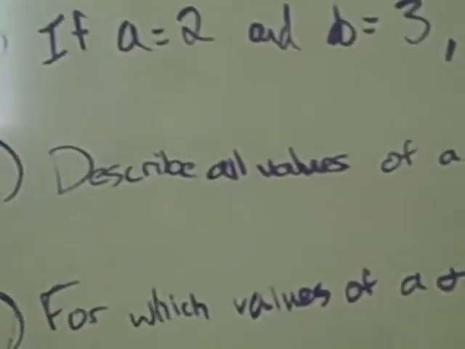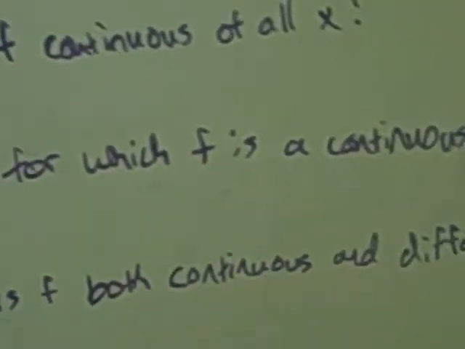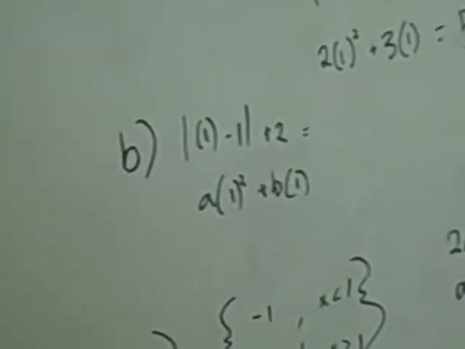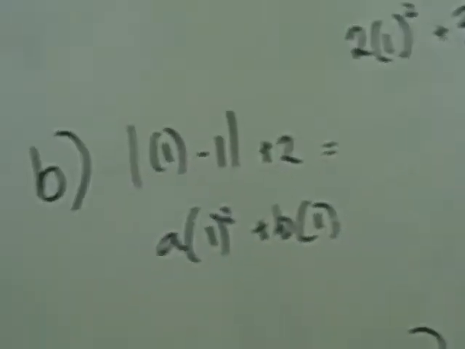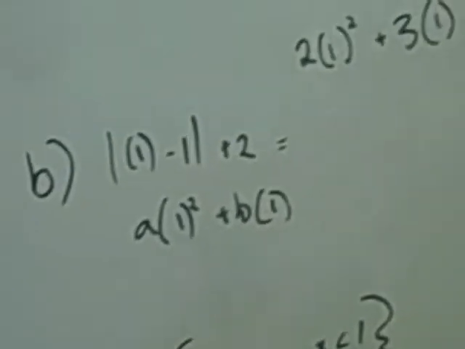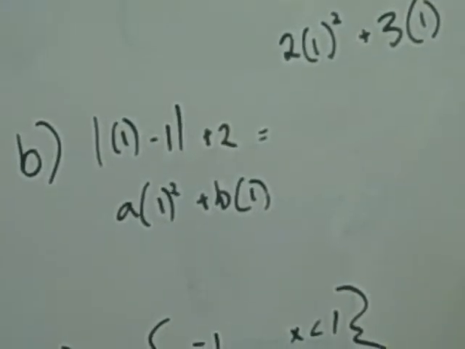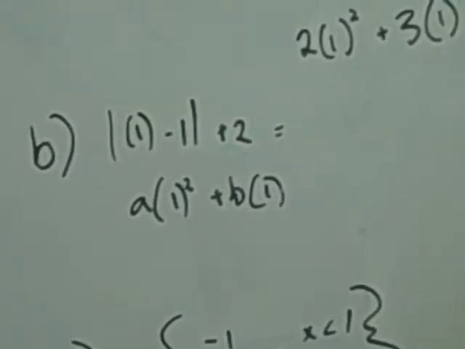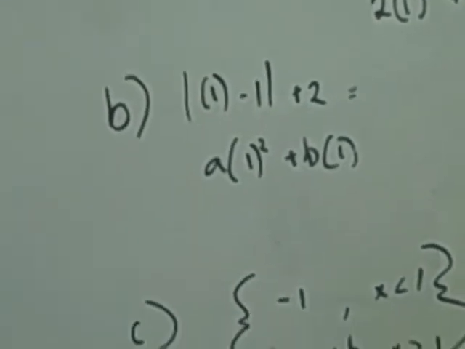Alright, now we'll move to part B of this problem, which is describe all values of a and b for which f is a continuous function. Now this is a little bit more tricky, but the concept is basically the same. For two different equations to be continuous, the point that they share has to be the same. And so we would set these equal to each other.